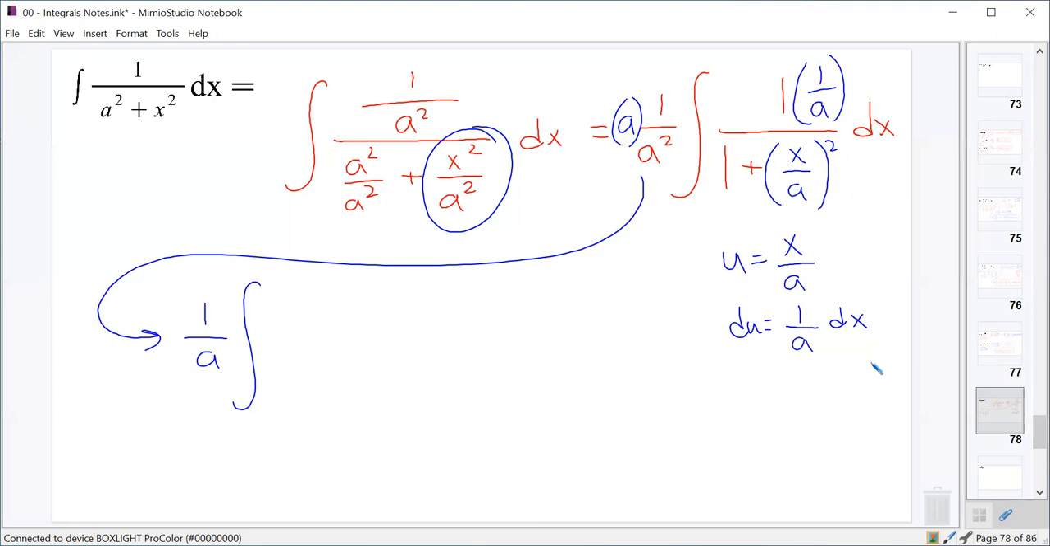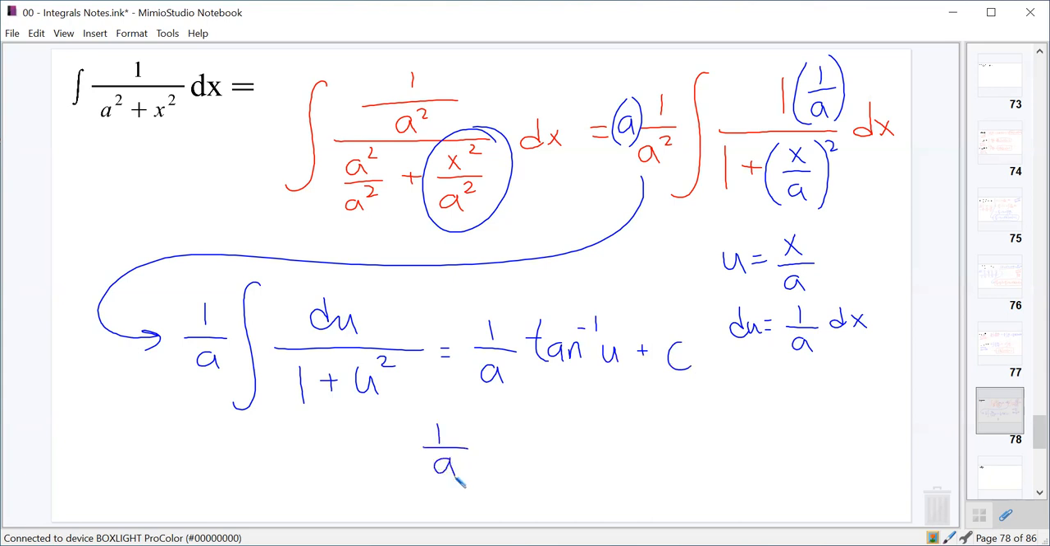So I've just got du over 1 plus x over a squared. Well, x over a is just u. So 1 plus u squared. And now this will very nicely integrate out to 1 over a times the inverse tangent of u plus a constant.